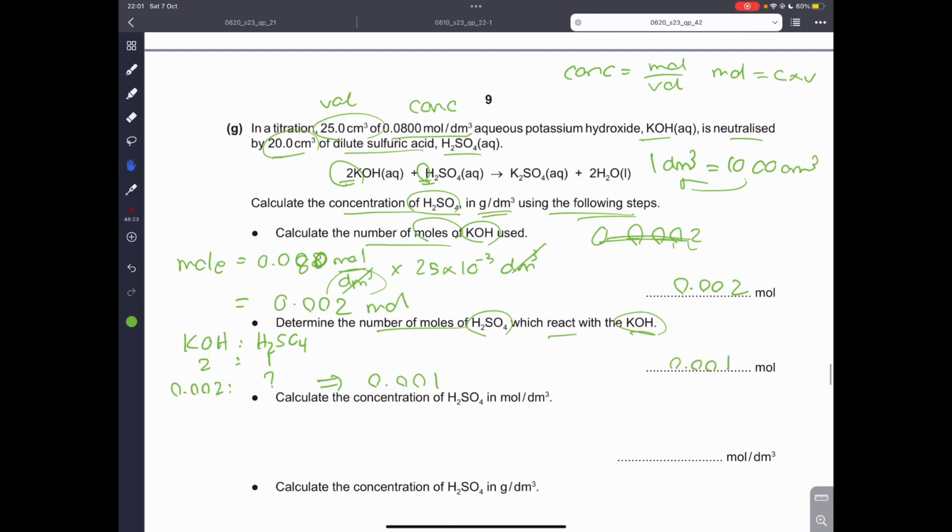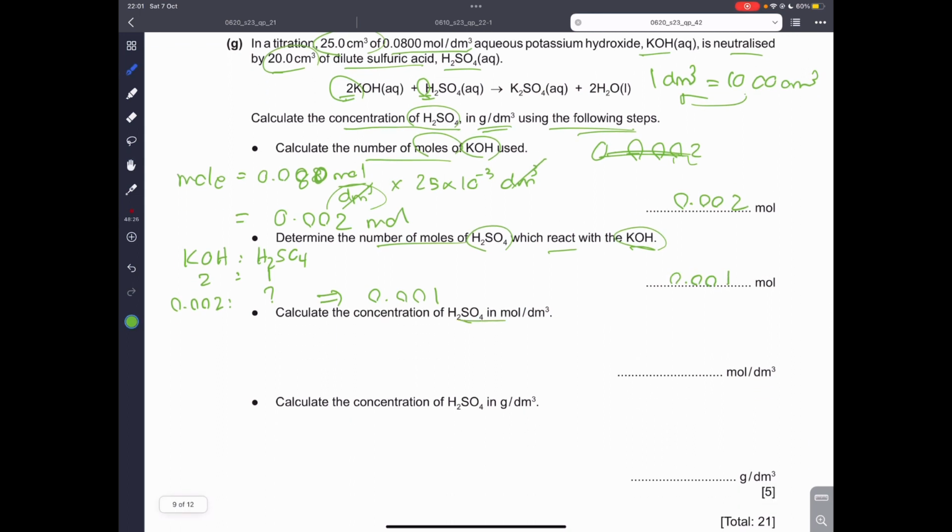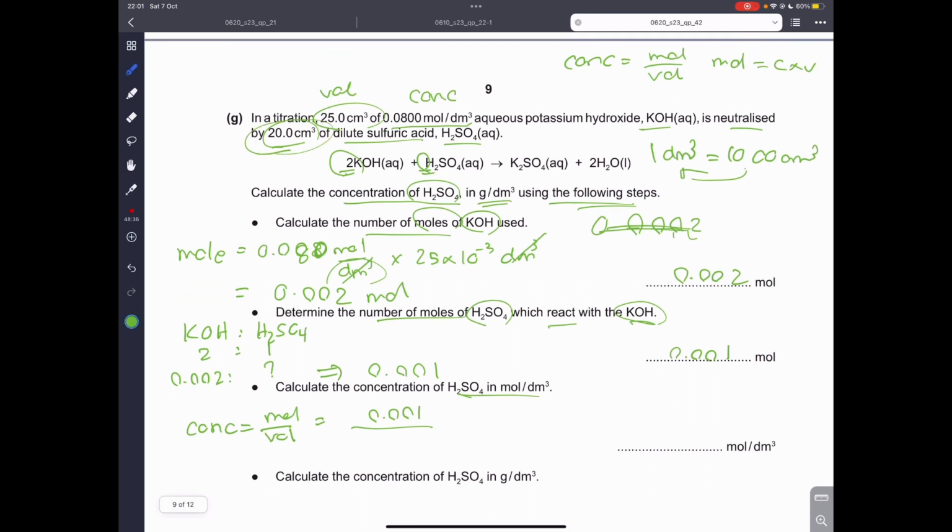Now to calculate the concentration in mole per dm cube, we can use the formula concentration is equal to mole per volume. So mole is 0.001. The volume here is given 20 cm cube. So 20 cm cube, we have to change it to dm cube because the answer requires us in dm cube. So 20 times 10 to the power minus 3. Now this is going to give us an answer of 0.05 moles per dm cube.